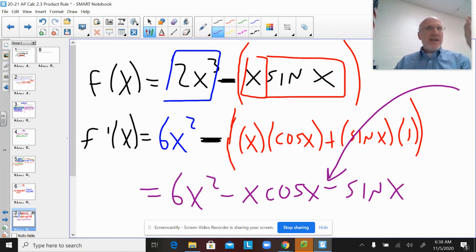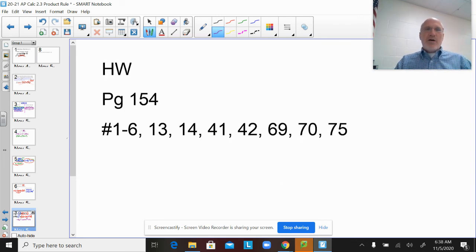Remember, when it says to find f prime of 5, that could say find the slope of the tangent line. It doesn't say that, but it could. And then the last couple ask you, like I said would happen often, to find the equation of a tangent line, where you take the derivative, plug in the x value, and evaluate it to get the slope, and then use point slope form to find the equation of the line. So having said all that, there is your homework assignment.